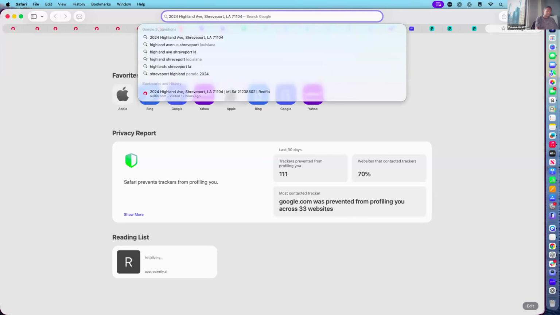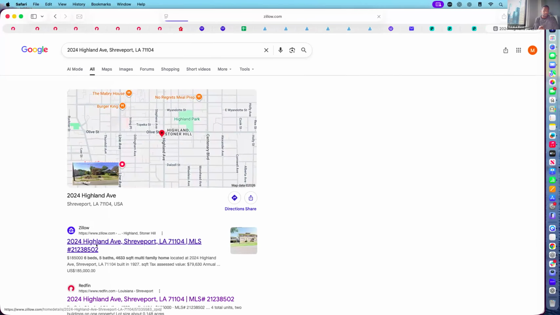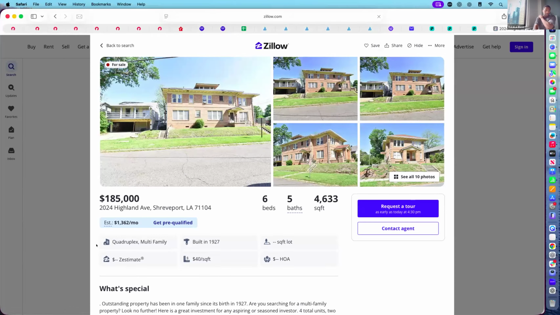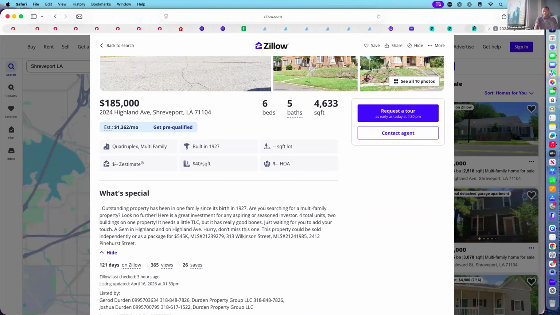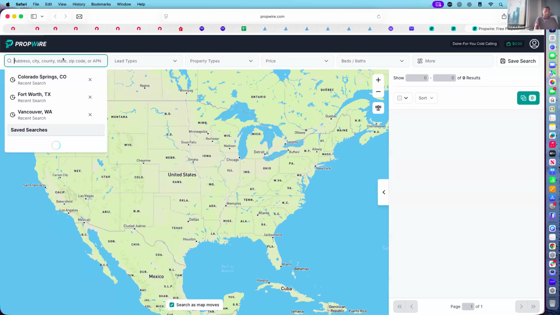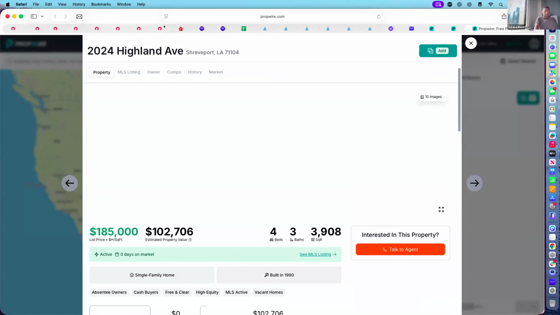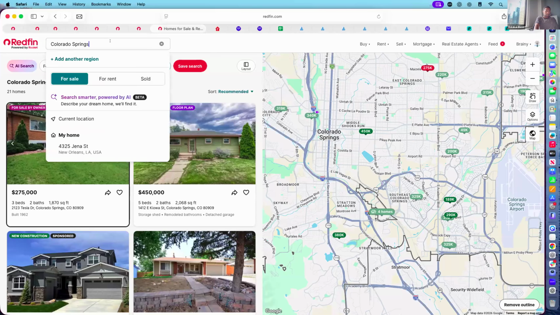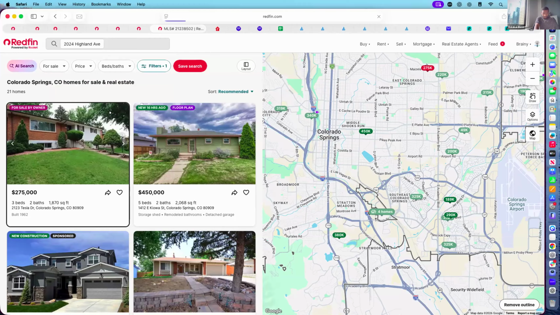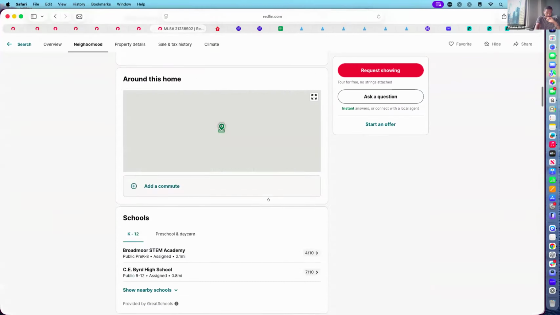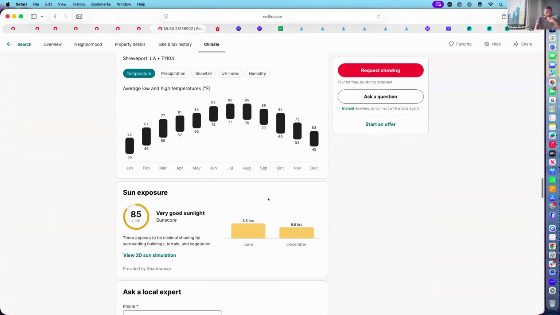So, let's go to properties here. 25 quadruplex. Yeah, I'll throw this one on PropWire the same way, see what it puts back first. Then I'll throw this one in Redfin, because Redfin's always going to give me what they feel are comparables. Most of the time, at least.